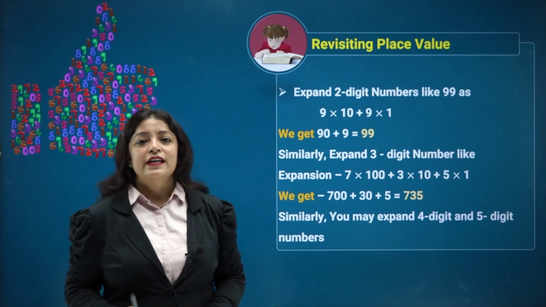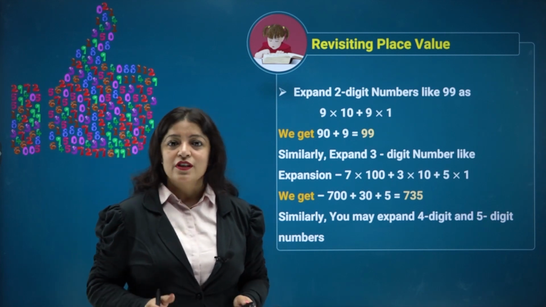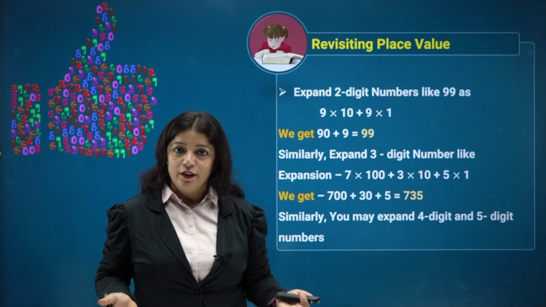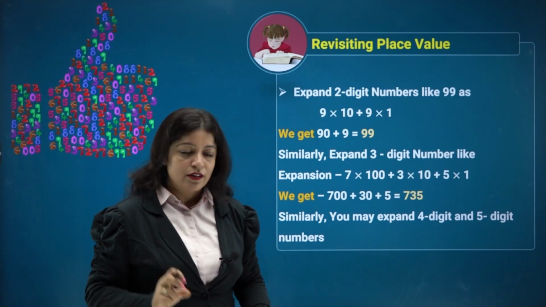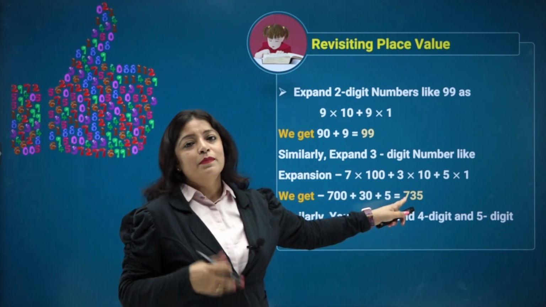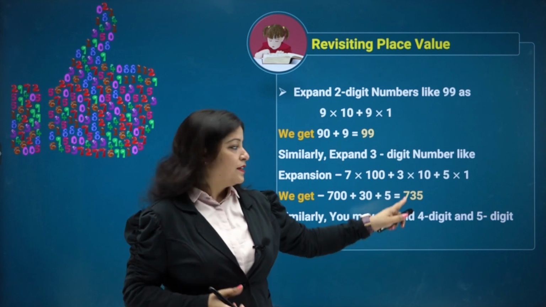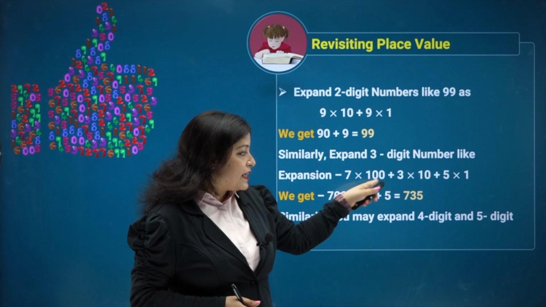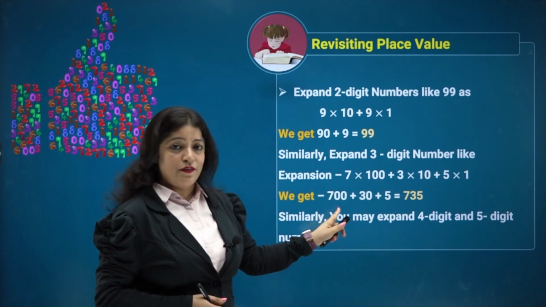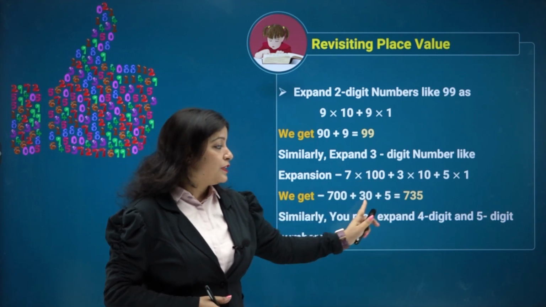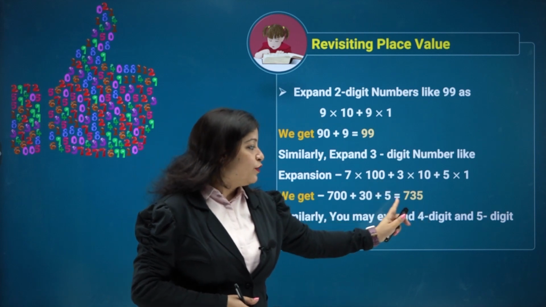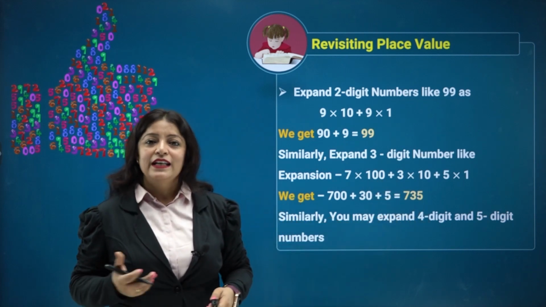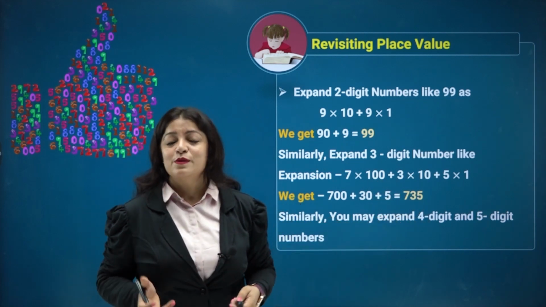So in general we can say whenever any number is given to you and you want to write it in expanded form, write the digit whatever is given to you and multiply by its place. So multiply 7 by the place of 7 and finally you get the place value of 7 as 700. The place value of 3 is 30. The place value of 5 is 5. And in this way you can write the number in the expanded form.